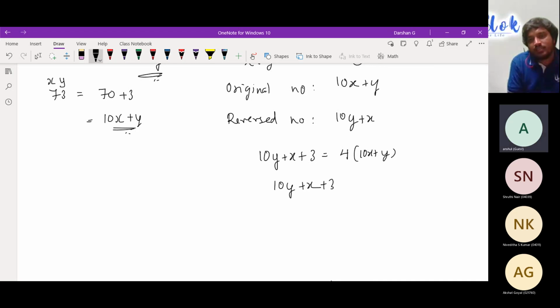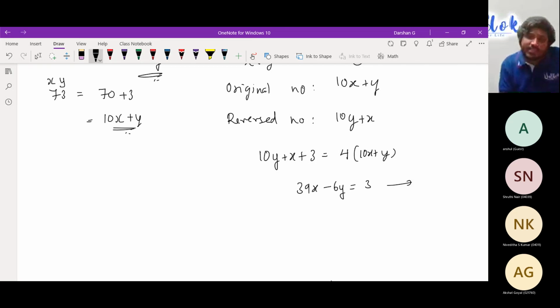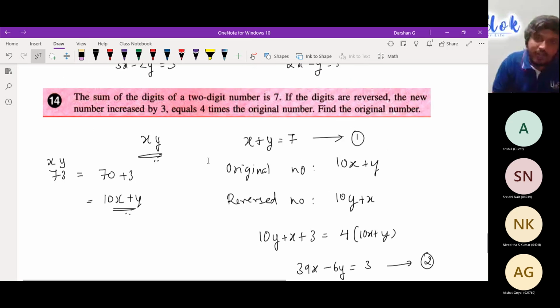10y plus x, plus 3. Sir, 39x minus 6y equals 3. Is it? Sir, minus 6y equals 3. Okay, this becomes the second equation. Solve it by any one of your favorite methods. You have to get your answer.